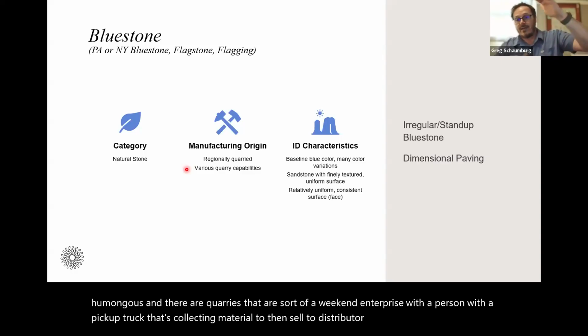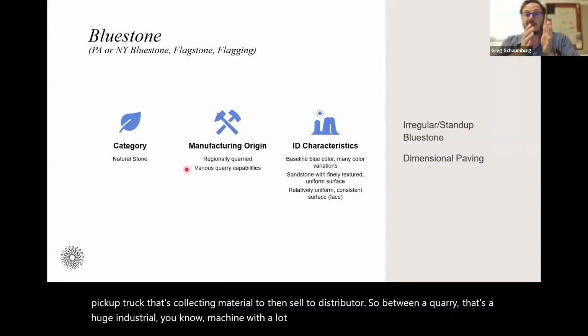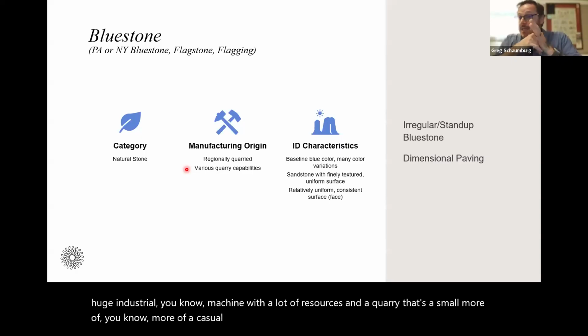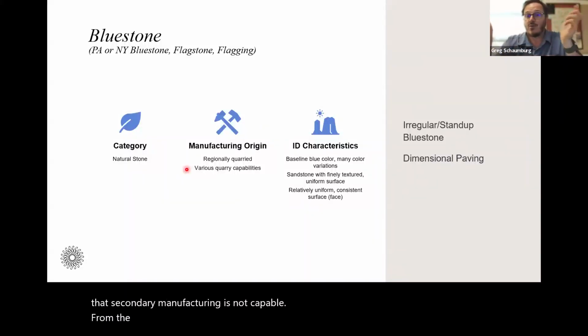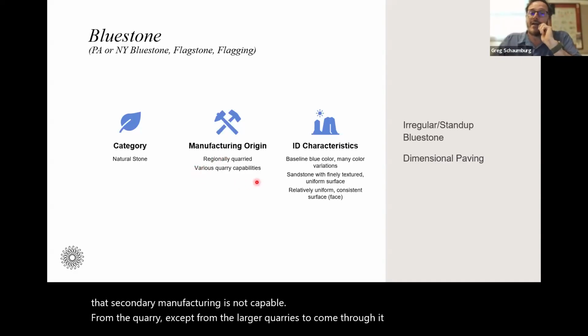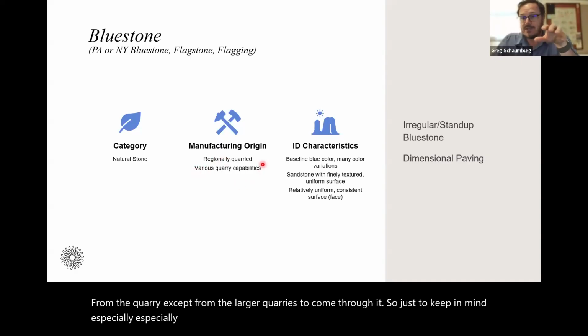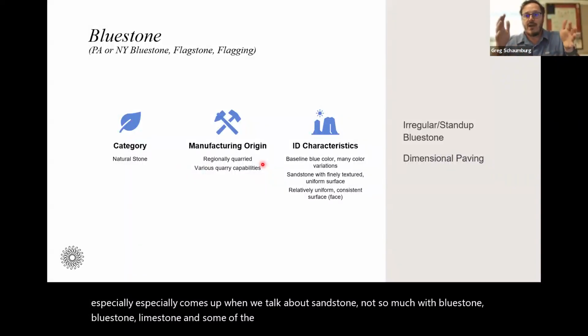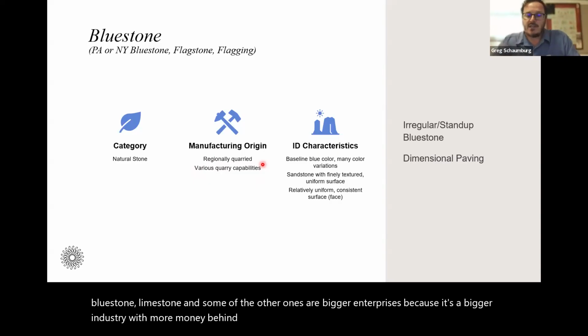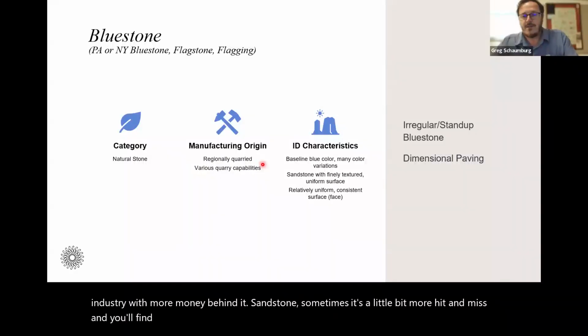So between a quarry that's a huge industrial machine with a lot of resources, and a small, more casual outfit, there are a lot of capability differences. Sometimes secondary manufacturing is not available from the quarry, except from the larger quarries. Just keep that in mind, especially when we talk about sandstone, not so much with bluestone. Bluestone, limestone, and some of the other ones are bigger enterprises because it's a bigger industry with more money behind it. Sandstone is sometimes a little more hit and miss.